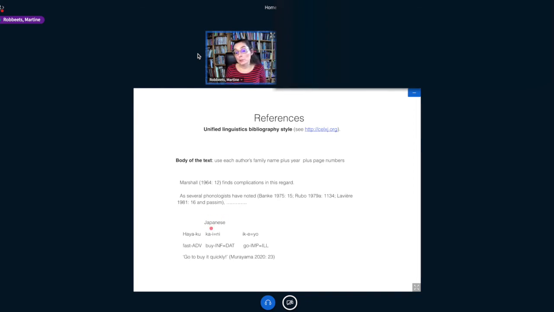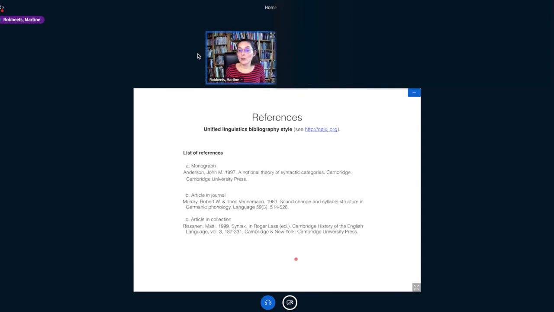Or in your presentations, if you use only an example, and you did not come up with the example yourself, but you took it from some linguistic source, then you can also refer to the linguistic source, like here Murayama 2020-23. So those are the different ways to refer when it's within your presentation.